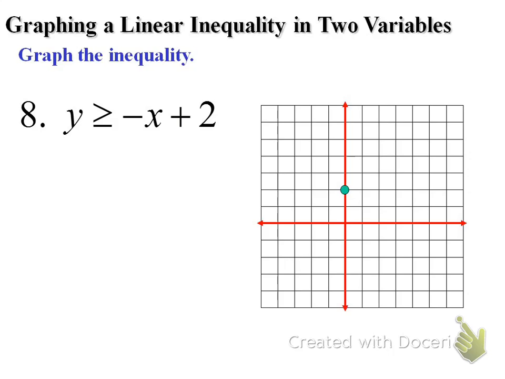The slope here is -1, so I'm going to go down 1, right 1. Down 1, right 1. You can do it as many times as you want. Usually 3 is a good number. Some people like 5. It just kind of depends on who you are. This is going to be a solid line because it is an or equal to.